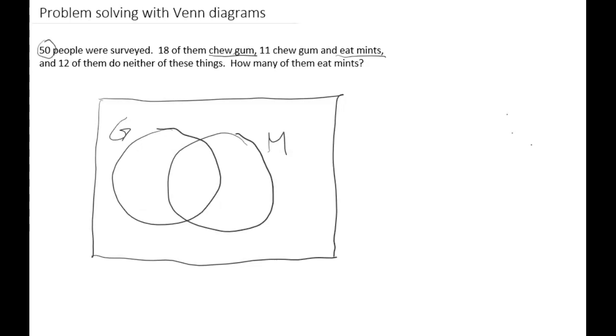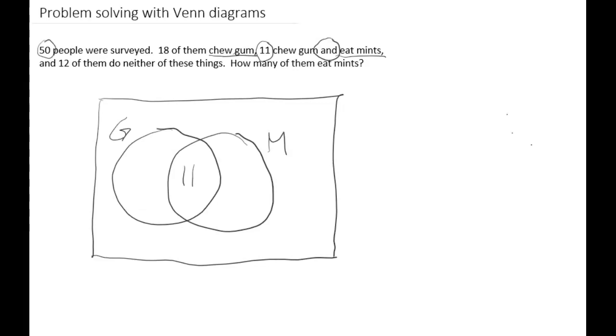It's a good idea, if you have the information to do it, to start in the middle, in the intersection. Here's the magic word: and. I have 11 people who chew gum and eat mints both. Those are the 11 that belong in the intersection. So I have 11 people in that category.